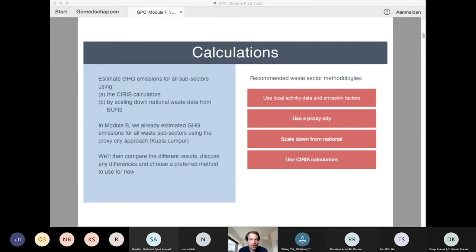The best is always using local data and local emission factors. And given that waste is often managed and controlled by a city authority, you should have fairly good data in that regard. So definitely do speak to your waste colleagues in terms of what data they have regarding how much is collected, where it goes, and what the disposal routes are. But failing that, you've now tried three different other approaches: using a proxy city, using national data but scaling it down to your city boundary, and using those Cirrus calculators.